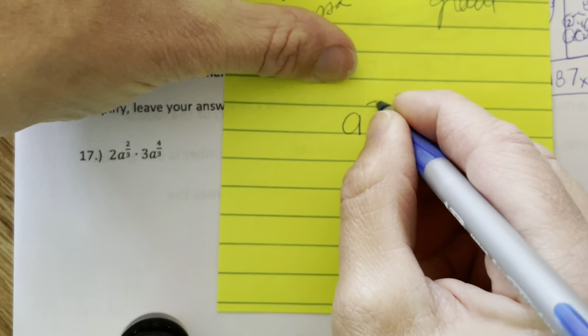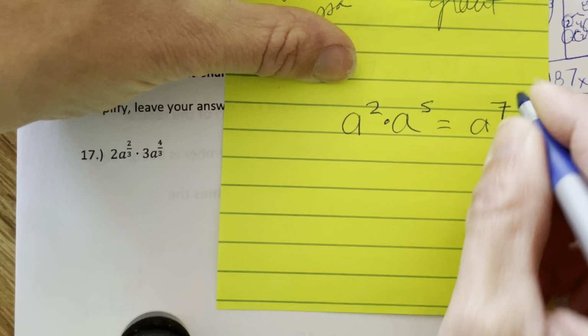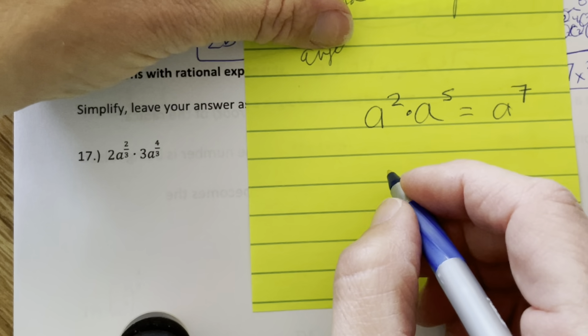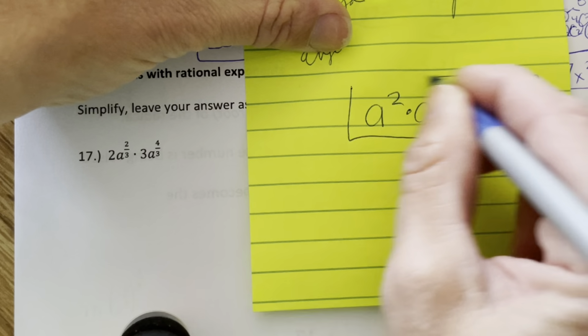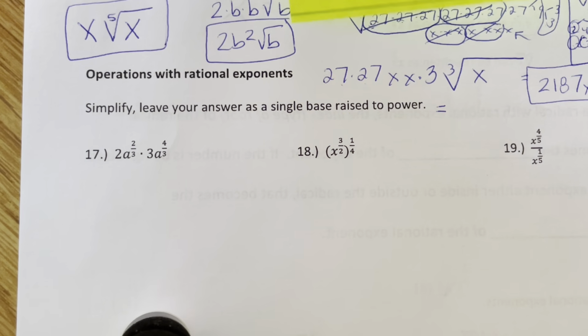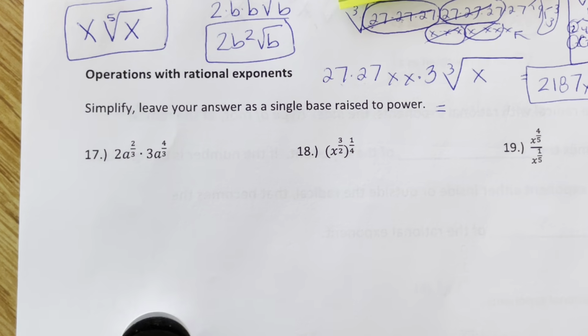Generally, if we had a squared times a to the 5th, that makes a to the 7th. We add exponents. So that's what we're doing here. This is our first rule if you want to write it down. It's going to apply to number 17. And then we're going to have another rule that comes in, but this is the rule we learned in other sections.